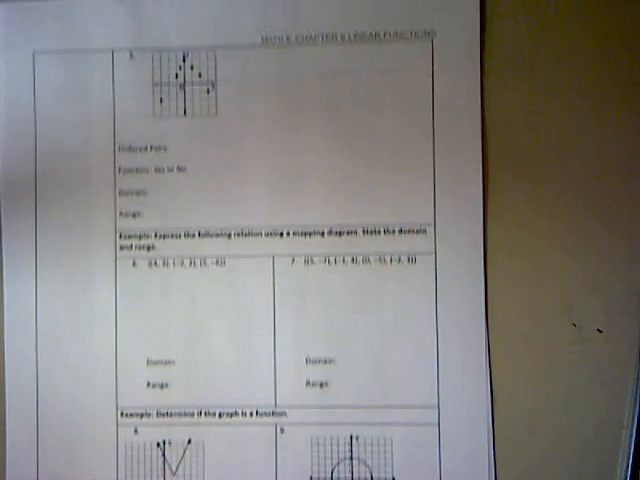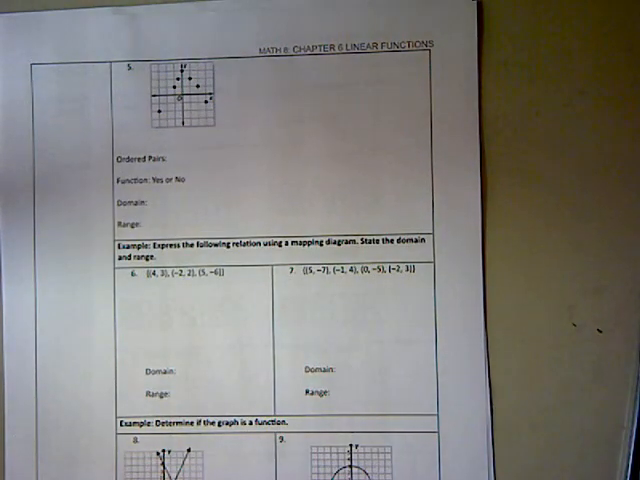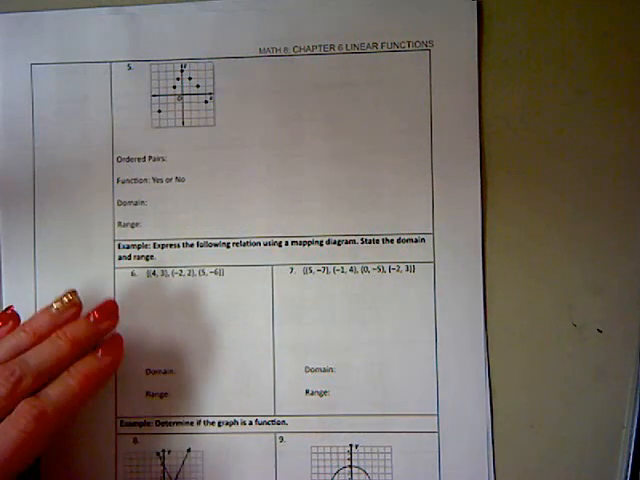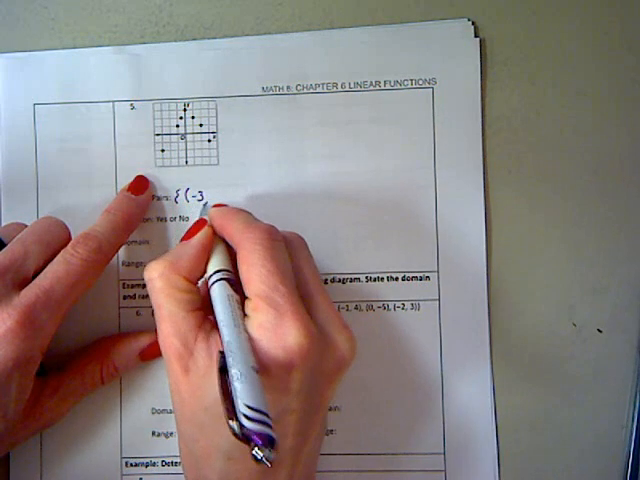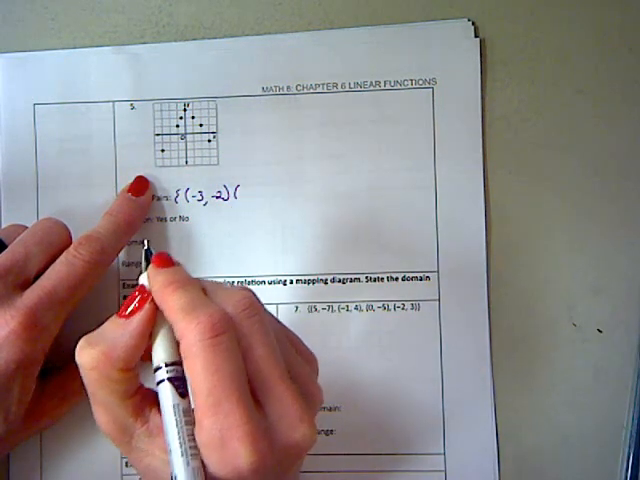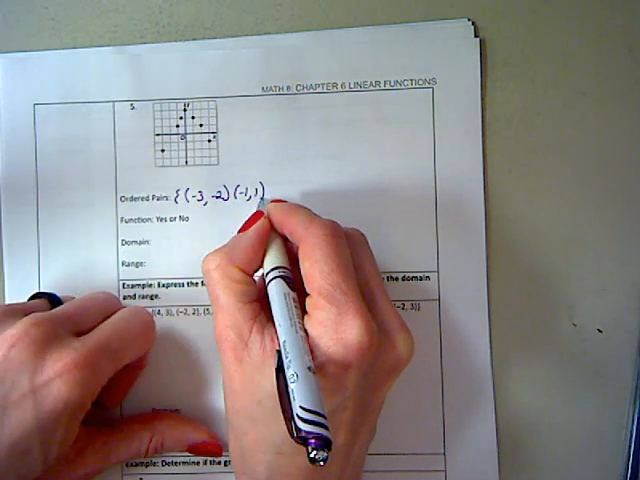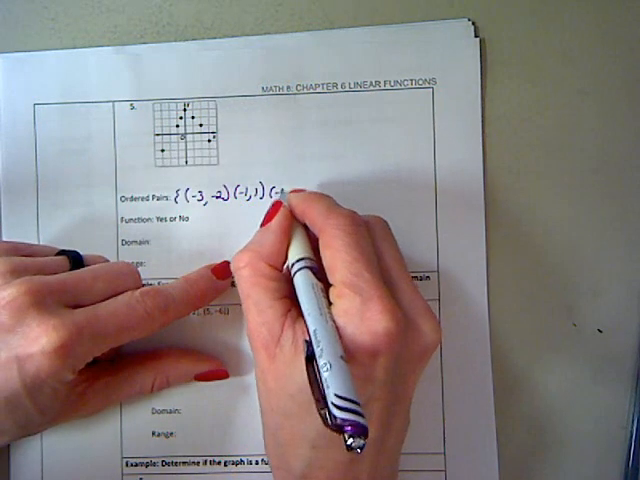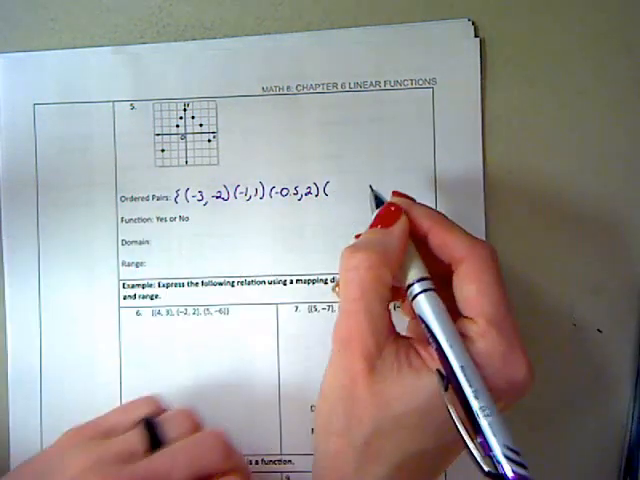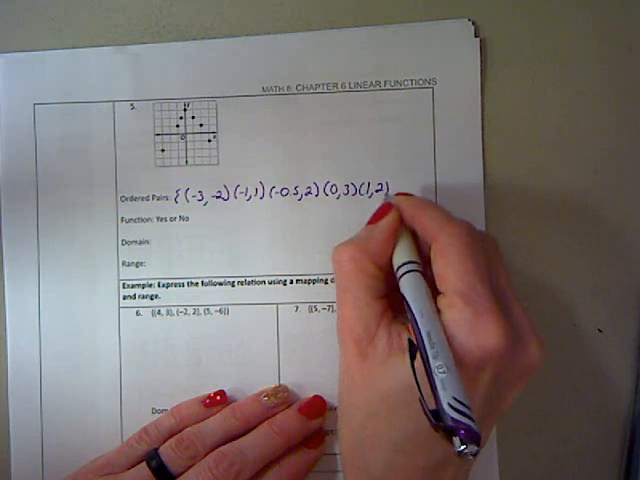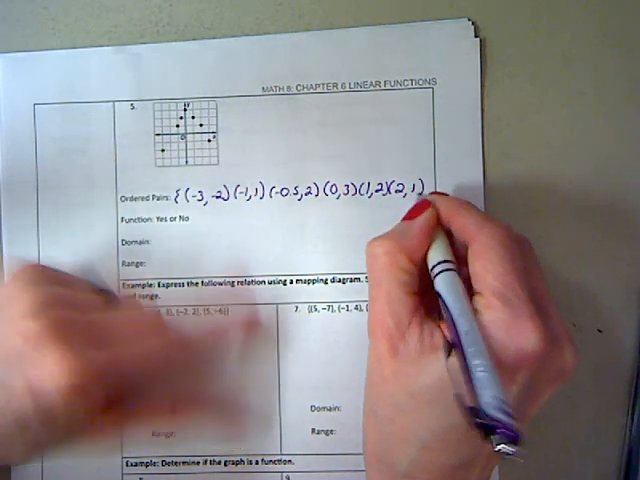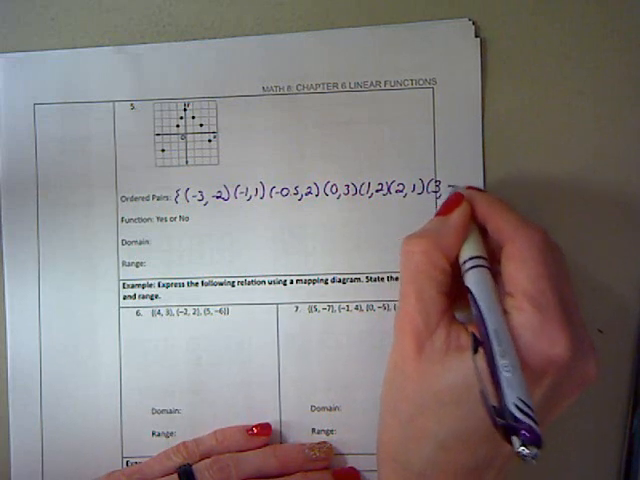Okay, flip the page. Oops, wrong way. Okay, so we need to write out the ordered pairs by looking at the graph. Doesn't matter where you start. I always like to start from the left and work your way to the right, but that wouldn't matter either. So if we start with this one, that ordered pair is (-3, -2). The next one would be (-1, 1). This one's kind of in the middle, so we're going to call that (-0.5, 2). And then I have (0, 3). That's this one. The next one, (1, 2). And then (2, 1). And then the last one, (3, -1).